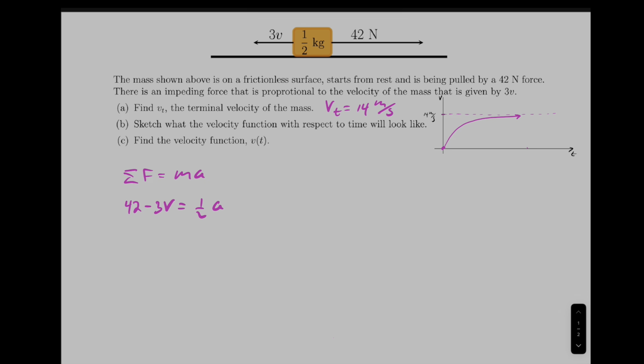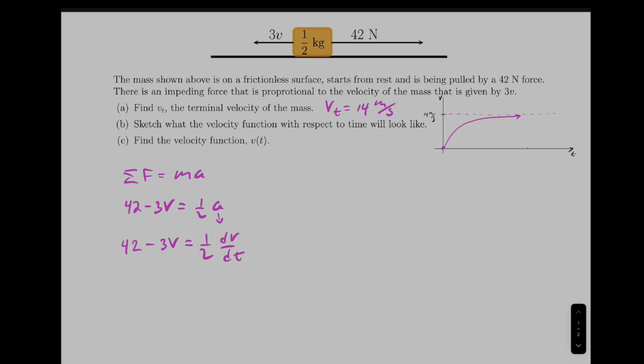Okay, now up until this point exactly, I don't think there's really any calculus involved. But now we're going to switch over to have some calculus. So look, here's what we have. We have 42 minus 3v is equal to 1/2, and don't forget, a is the derivative of the velocity. So I can write that as dv/dt. It's the derivative of velocity with respect to time.